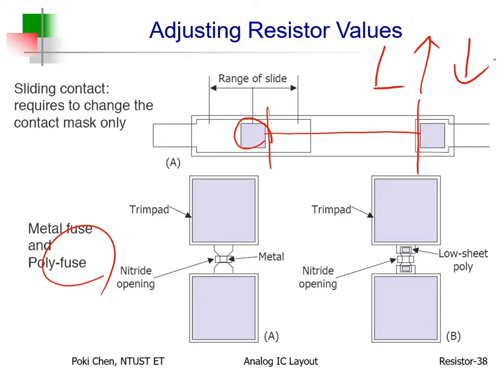If you need it, you keep it. If you don't need it, you burn it out. How can you burn it? Again, you need such kind of trimming pads. If you would like to burn it, then you use your probes to touch it with high current to burn it. But the problem is even worse than laser trimming.